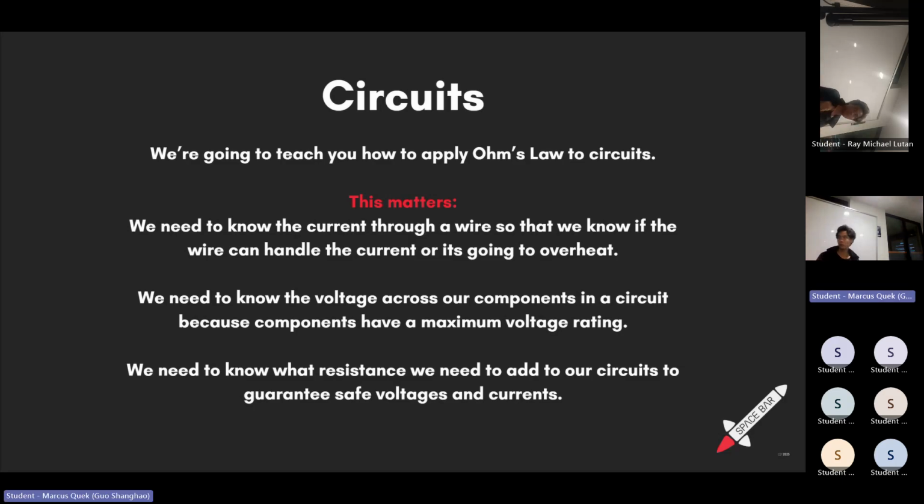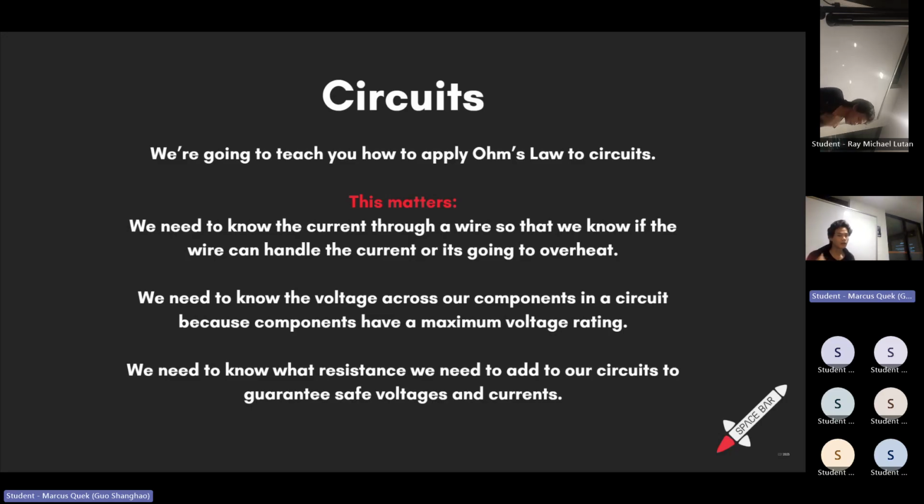We also need to know the voltage across our components in the circuit because components have a maximum voltage rating. Most components will simply explode if the voltage across them is too high, because each component has a certain resistance, and if you put too much current through it, it heats up and blows up.